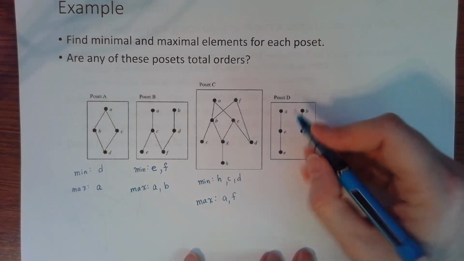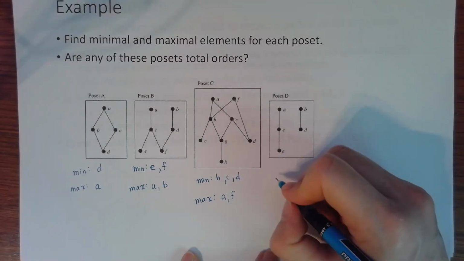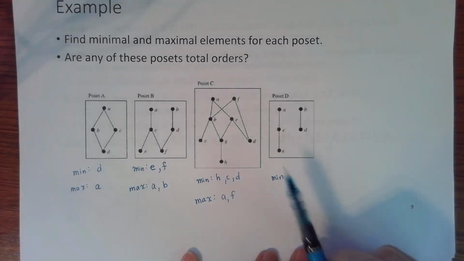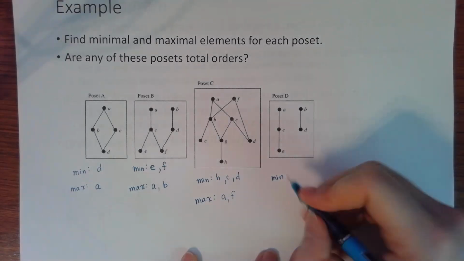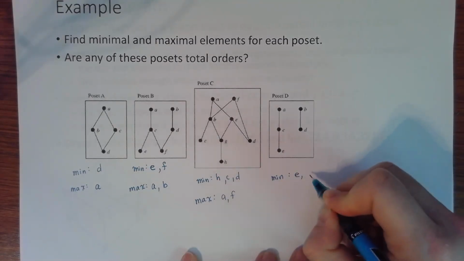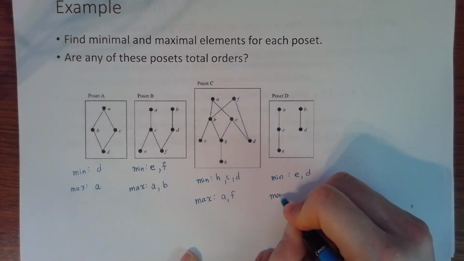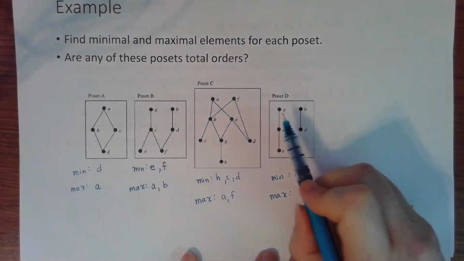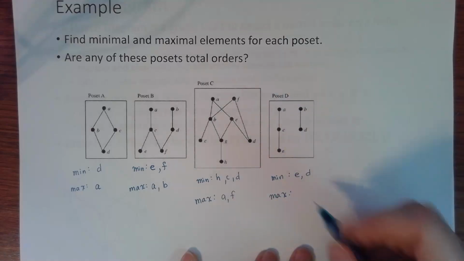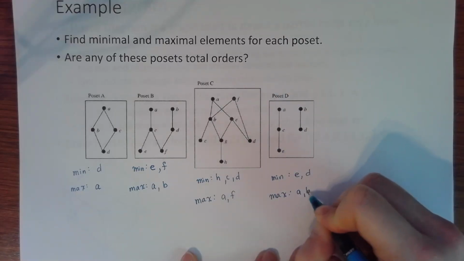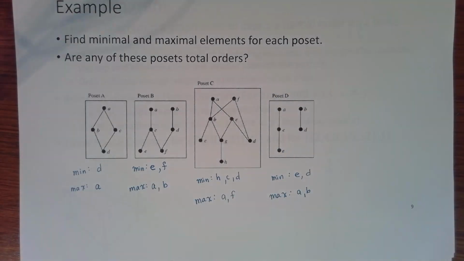And then over here in poset D, the minimal elements, E and D, both have nothing from a lower level coming in. And as far as maximal, both A and B have nothing going out to higher levels. So those are the maximals.